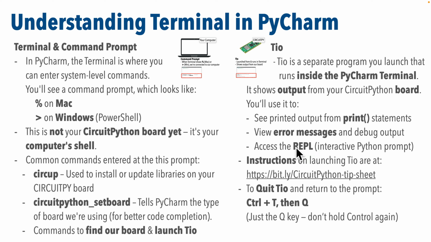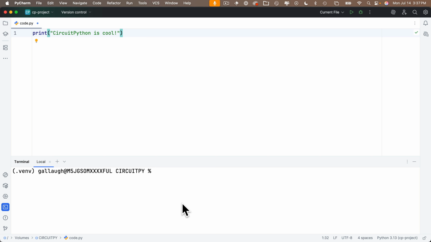and in a future lesson you'll use TO to access something called the REPL, which is a sort of line-by-line Python scratchpad. And as I'm about to show you, I've got a tip sheet set up with the command you need to find the port that your board is connected to and to launch TO. And every time you launch TO, you'll also get some information on how you can quit TO. That's just Control T and then type Q. So when you type Q, it's just Q, you don't hold down Control again. Let's go through this together, and then I'll show you why it's not as onerous as it might seem at first. Now to start, let me introduce you to my tip sheet.